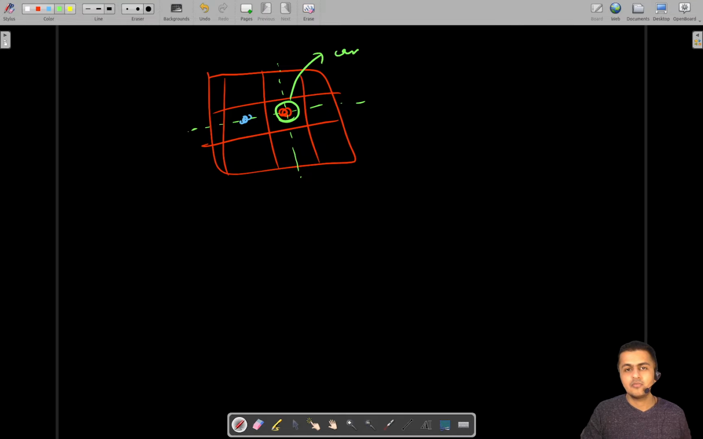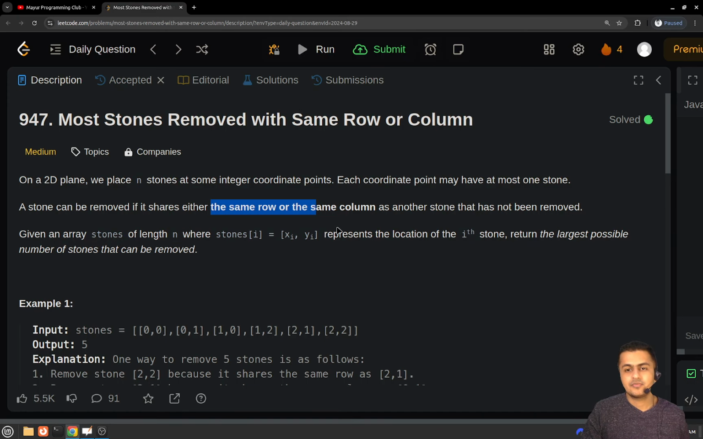So that's what the problem statement is saying. Provided you are following this constraint, you have to tell how many maximum number of stones you can remove. Return the largest possible number of stones that can be removed.